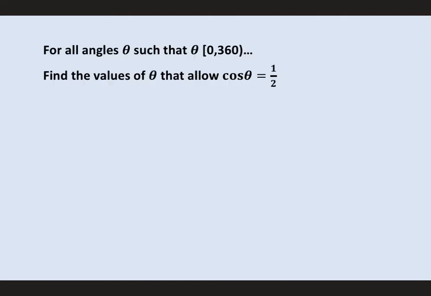All right, last but not least, it says for an angle theta such that theta is between 0 and 360. So we're saying for some angle within one rotation of a circle, find all the thetas where the cosine of that theta is 1/2. So here's what we're going to do. This is kind of a creative problem. We have to work a little bit backwards.